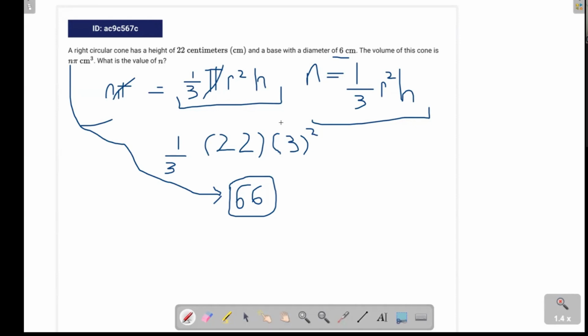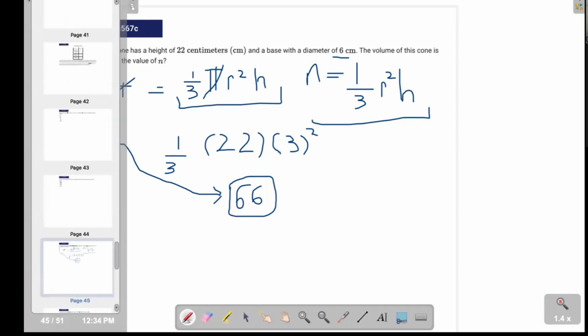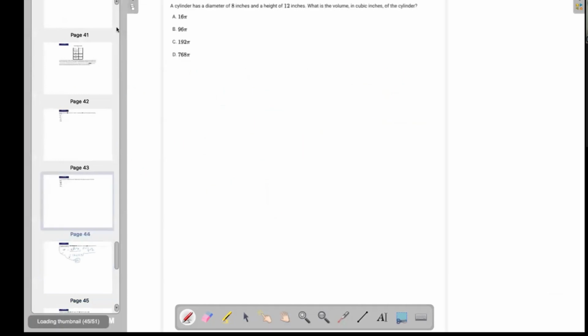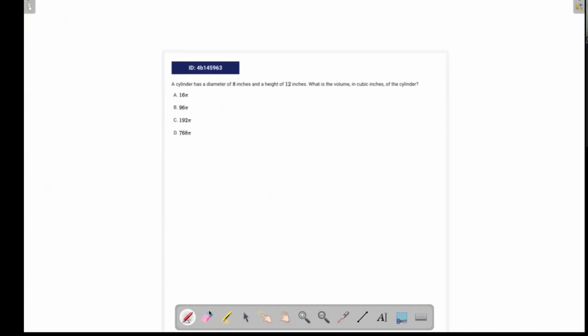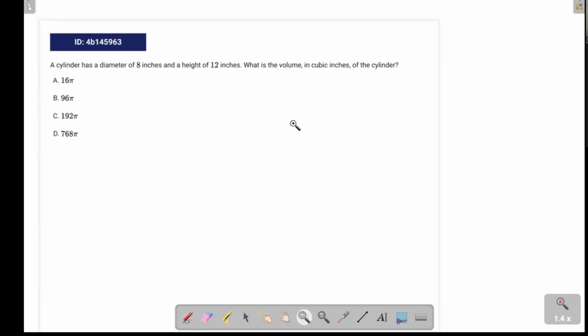Okay. For those of you wondering, this was on the hardest difficulty, mainly because you need to know your equations. All right. This is another one where you need to know the equation. A cylinder has a diameter of 8 inches and a height of 12 inches. What is the volume in cubic inches of the cylinder? Okay. So we're looking for the volume of a cylinder.